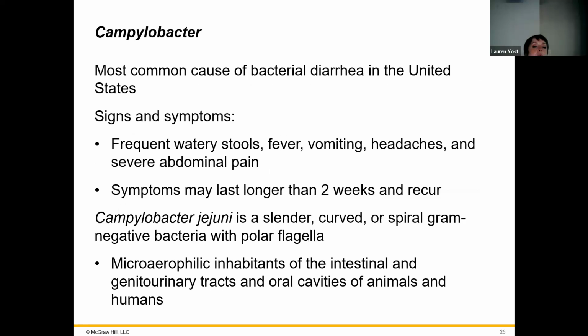All right, moving on to Campylobacter. This is definitely the most common bacterial cause of foodborne diarrhea in the United States. Signs and symptoms will be frequent watery stools, fever, vomiting, headaches, and severe abdominal pain. Most people will have a low-level disease associated with this that won't put you in the doctor, so a lot of times this goes undiagnosed.